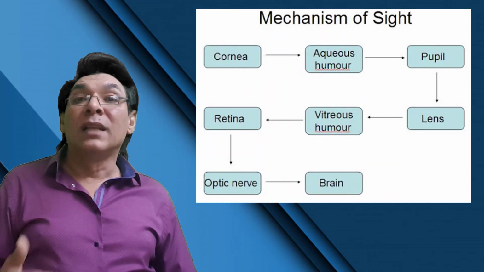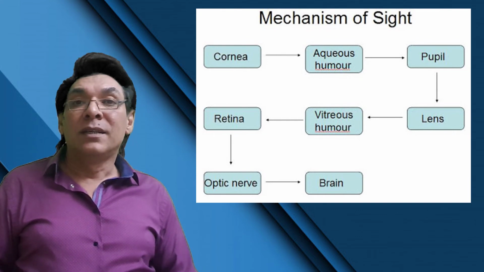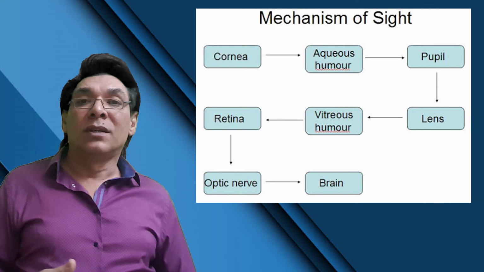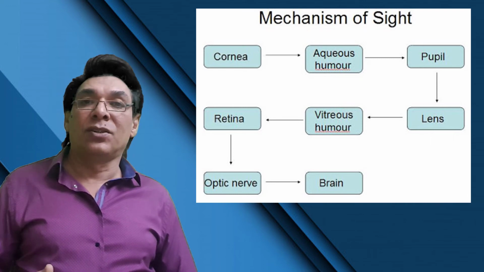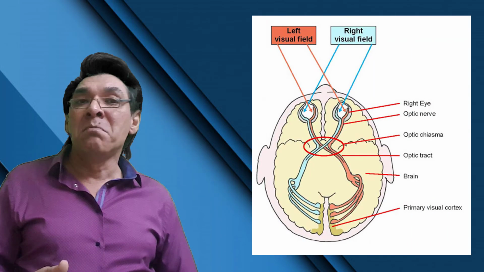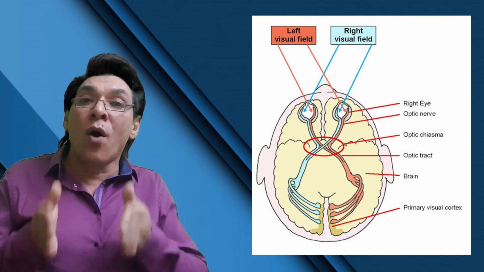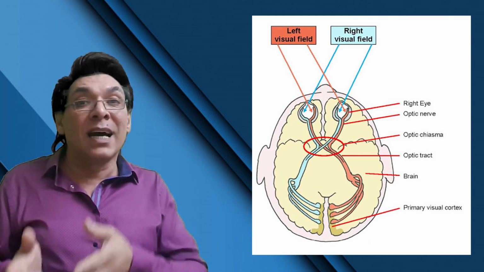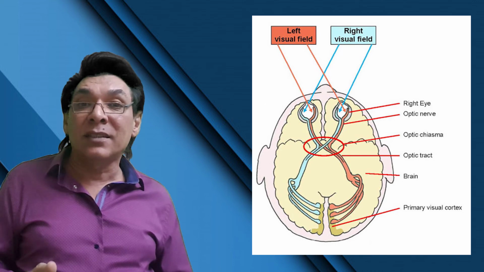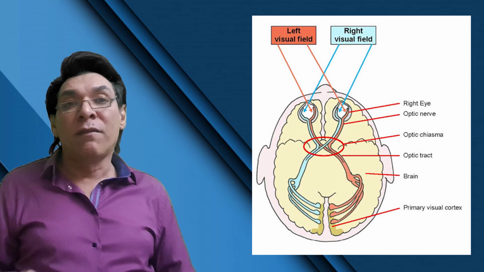Pathway of light. Light goes through the cornea, through aqueous humor, lens, and vitreous humor to the photoreceptors of the retina. From photoreceptors, signals go through the optic nerve to the optic chiasm, to the optic tract, then through the thalamus to the primary visual cortex of the occipital cortex. What can go wrong?